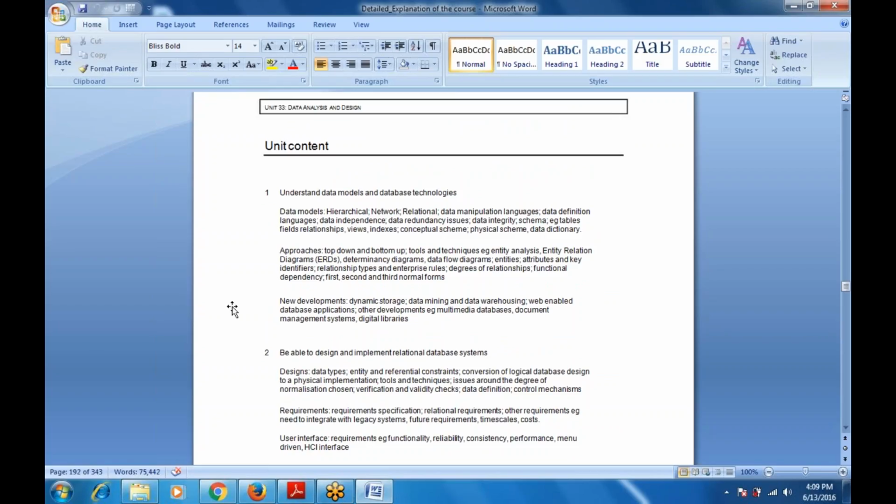So the first part is understanding the data models and database technologies. In this, what are the various data models? That may be a network data model, that may be a relational database model, that may be a DDL or the DML, anything that is used as a data model.